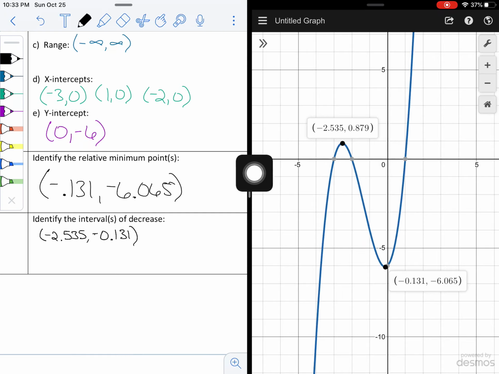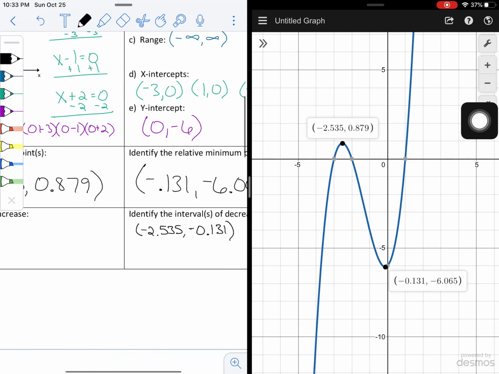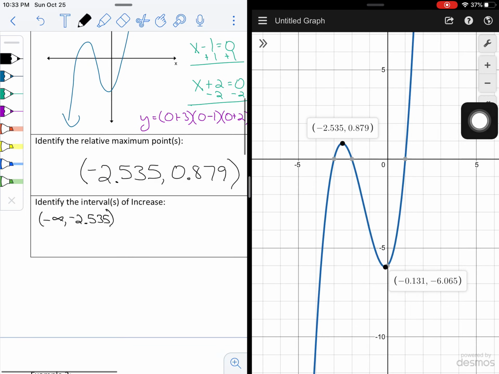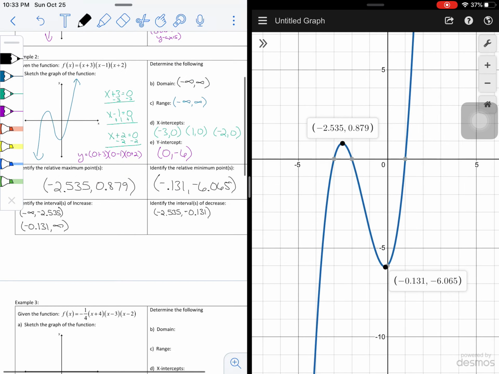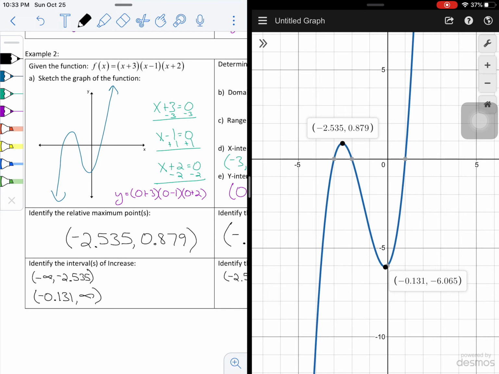So negative infinity over here on the x-axis till this first x value, interval of increase. From this x value to this x value down here, this is decreasing. And then from this x value to infinity, the function is increasing, all right? So I'm going to go back to my interval of increase here, and this is going to be from negative 0.131 to infinity. We are increasing, okay? So that's all of the information for example number 2.